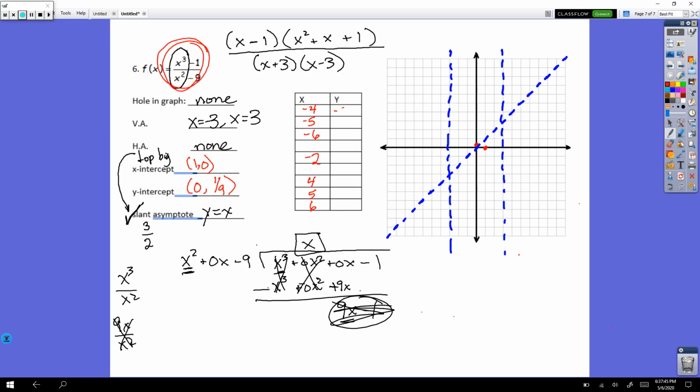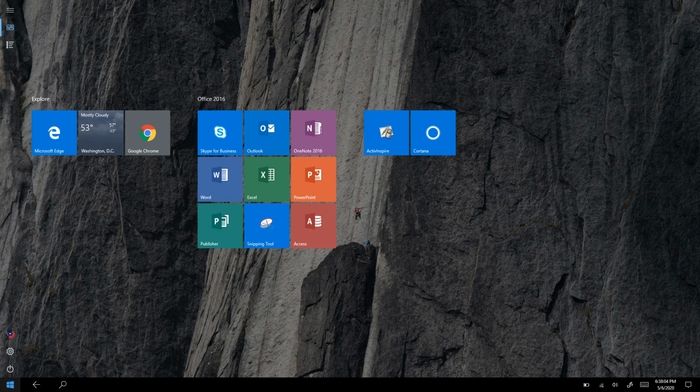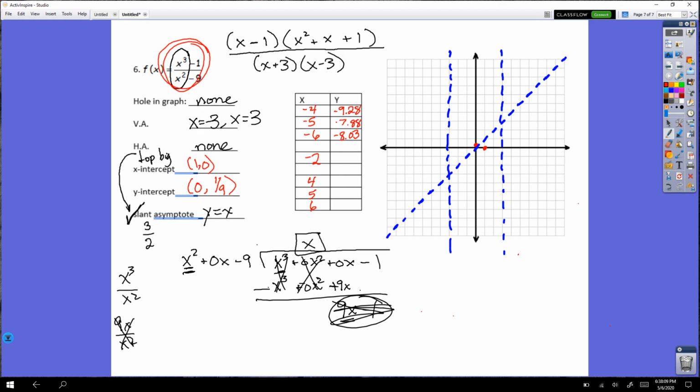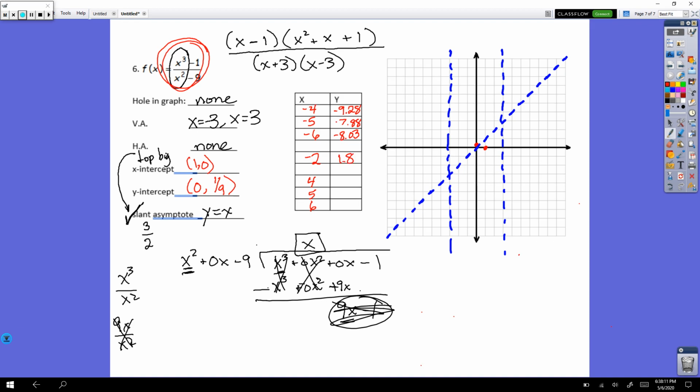-4 was -9.28. -5 was -7.88. -6 was -8.03. -2 was 1.8. 4 was 9. 5 was 7.75. And then 6 was 7.96. So let's graph all of this information.